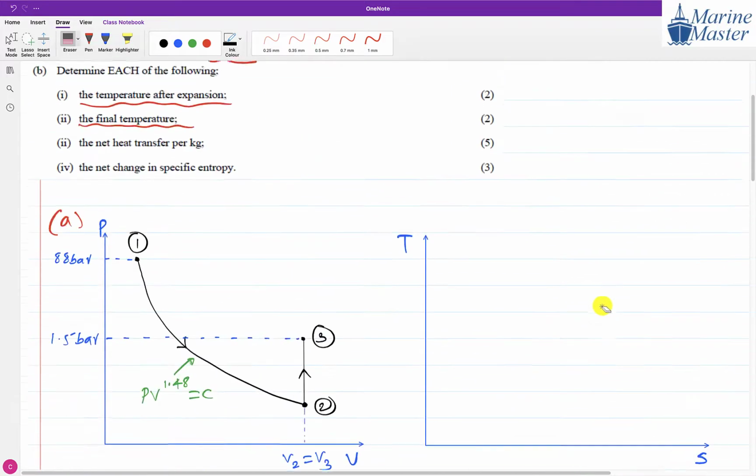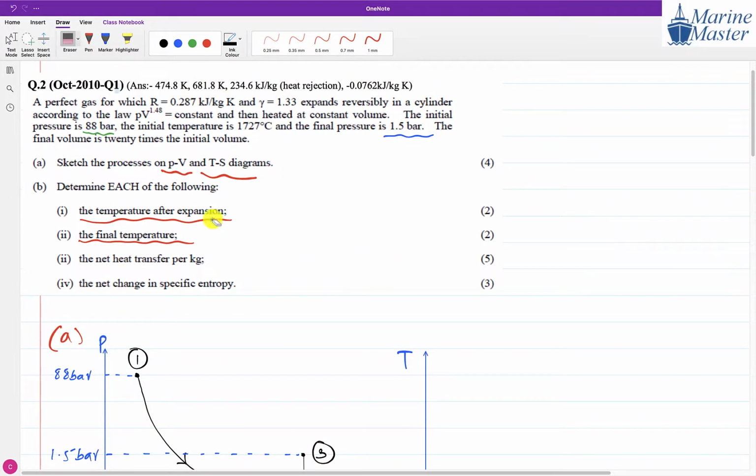That's why, if you read the question carefully, they said per kg basis. See the wording here: net heat transfer per kg. So the unit will become kilojoule per kg. Net heat transfer, or total heat transfer, they are asking us, on a per kg basis. That is our target. So we have to find the net heat transfer per kg.